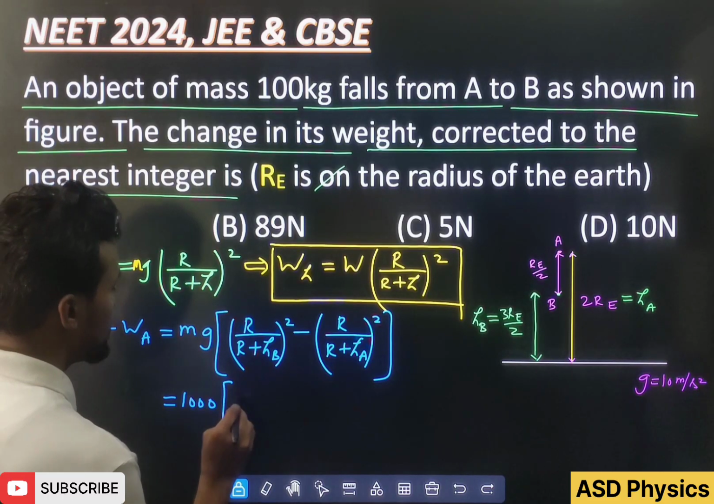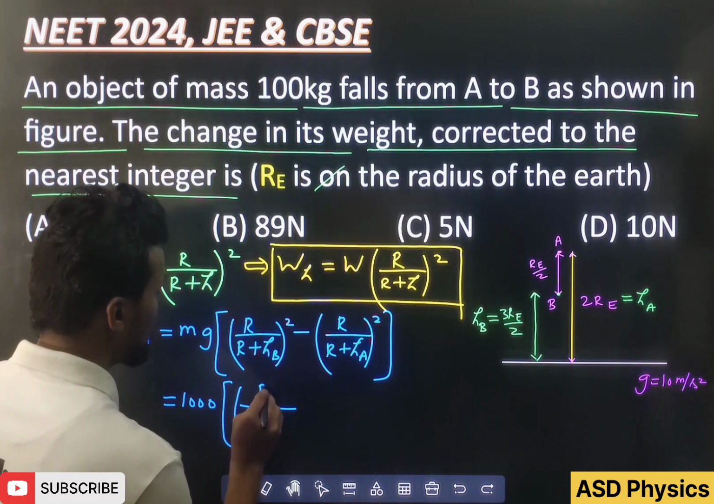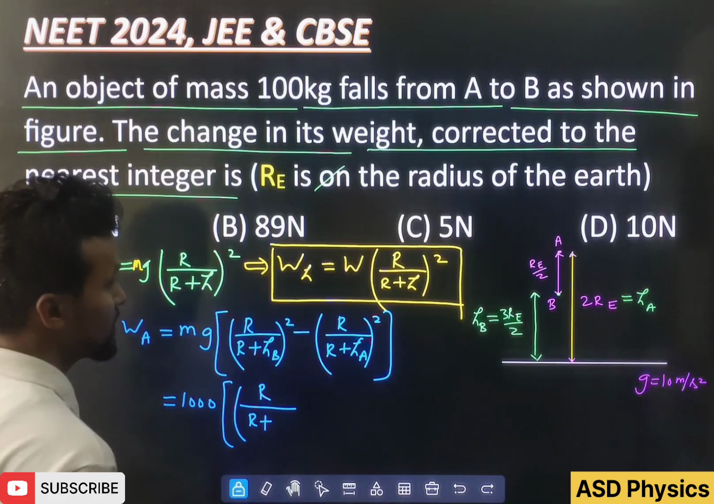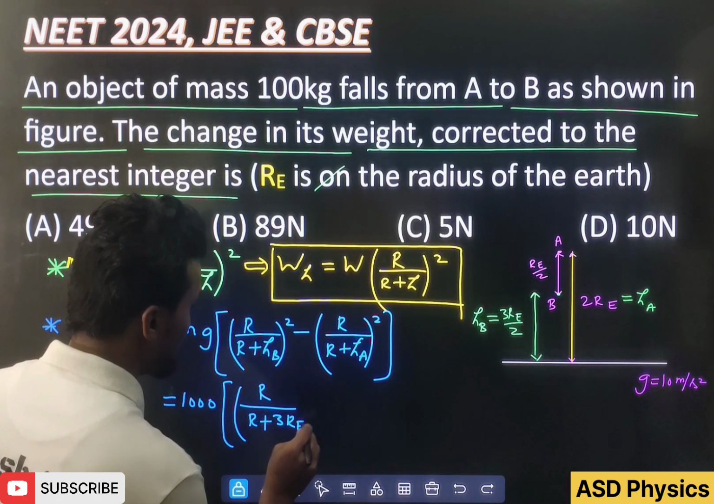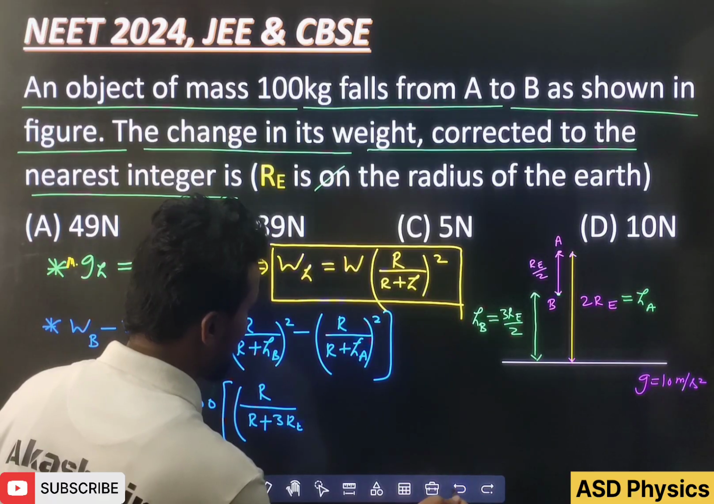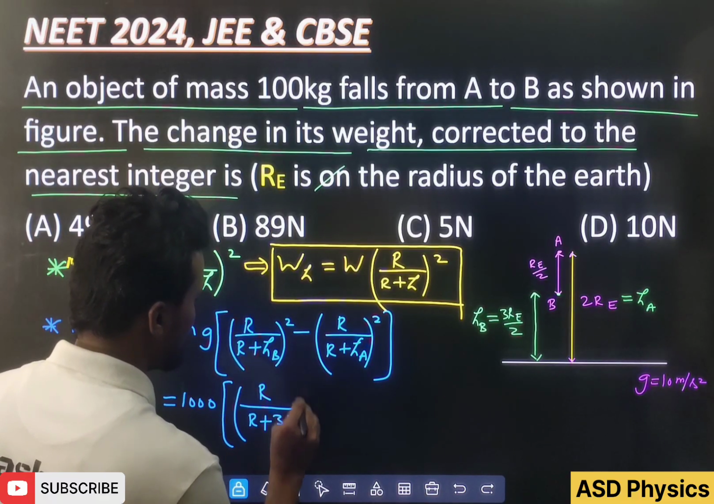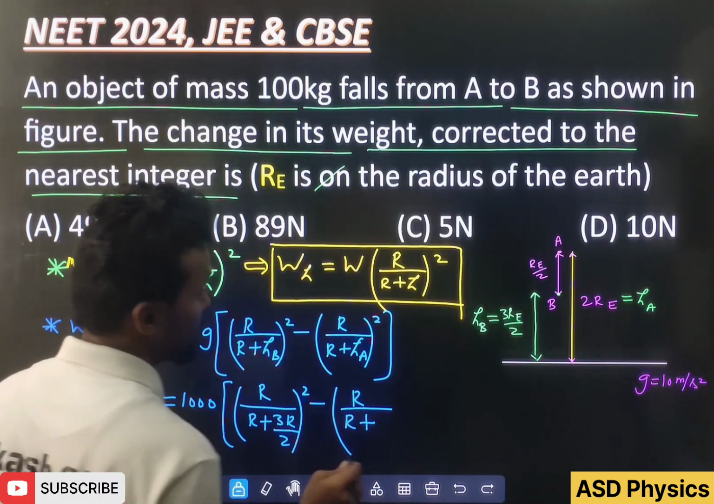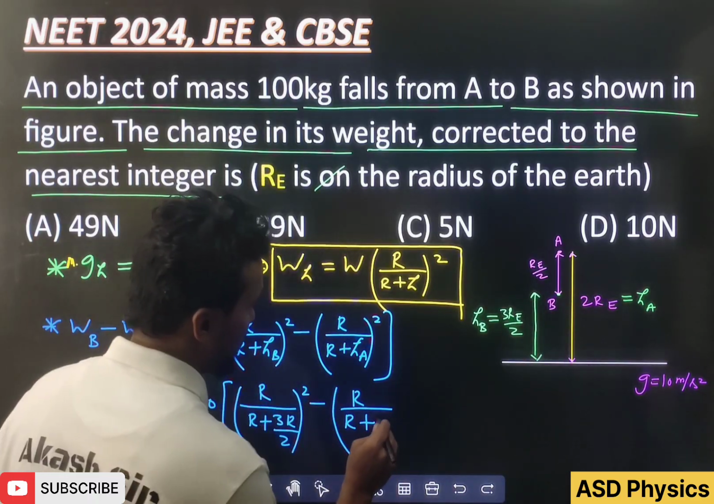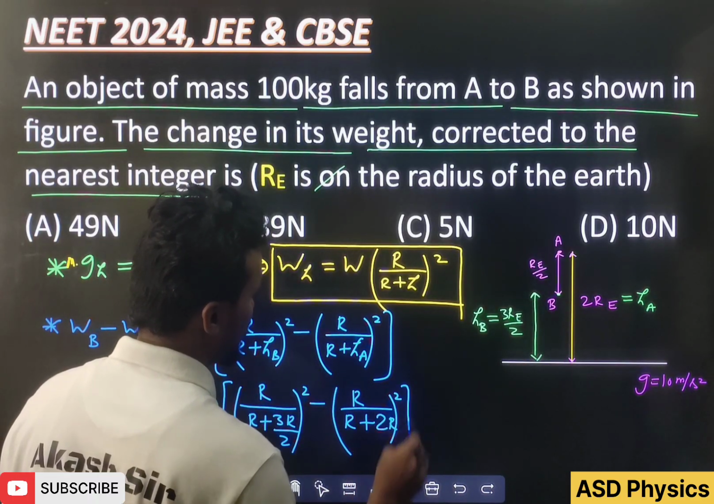Okay, and here we are just going to write the values. So this will become R by R plus HB, value how much? You can see 3RE by 2, or I will just write R. Okay, just R. 3R by 2 whole square minus R by R plus height A, how much? 2R. Okay, so 2R whole square.